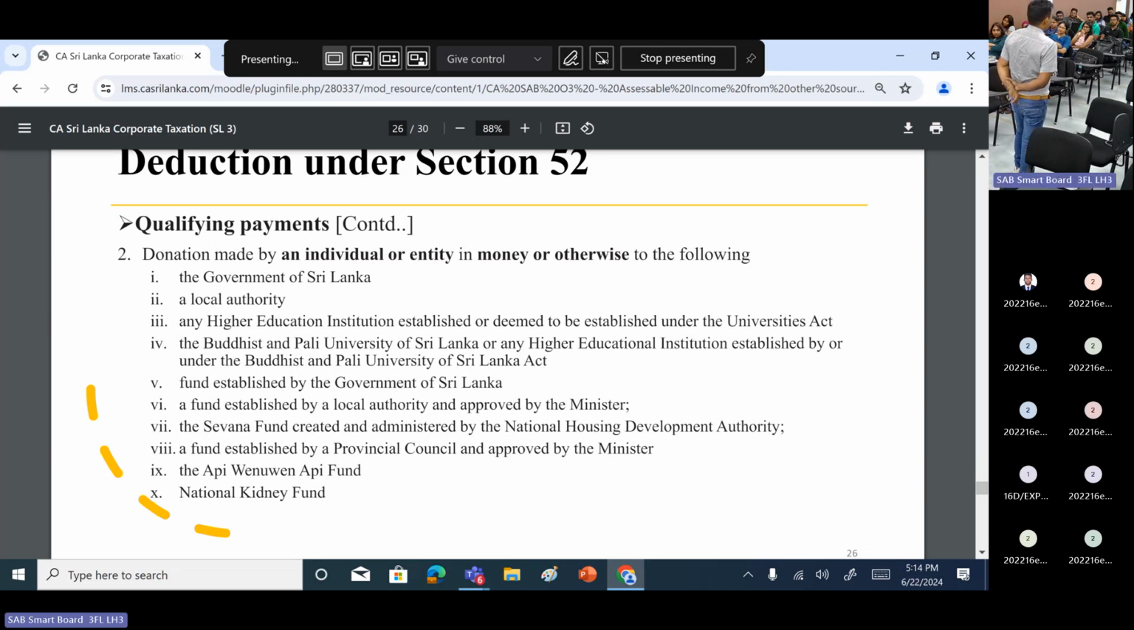So then how, because there is the connection with the government and all those things, right? But it depends on how it's structured. They told that, okay, you made the donation to the Ministry of Health.